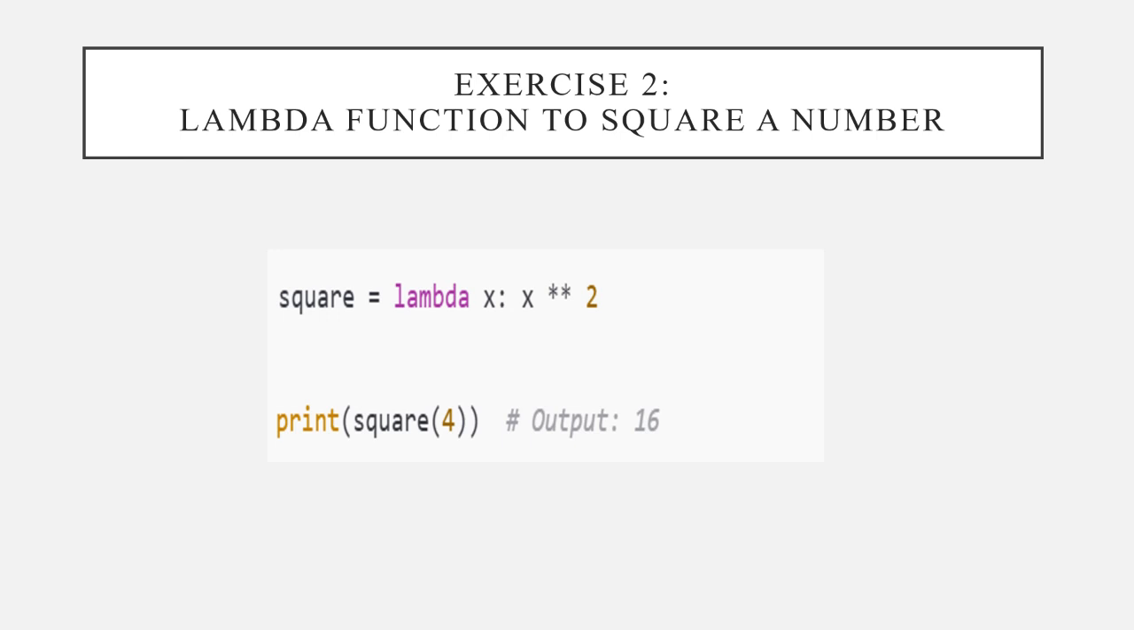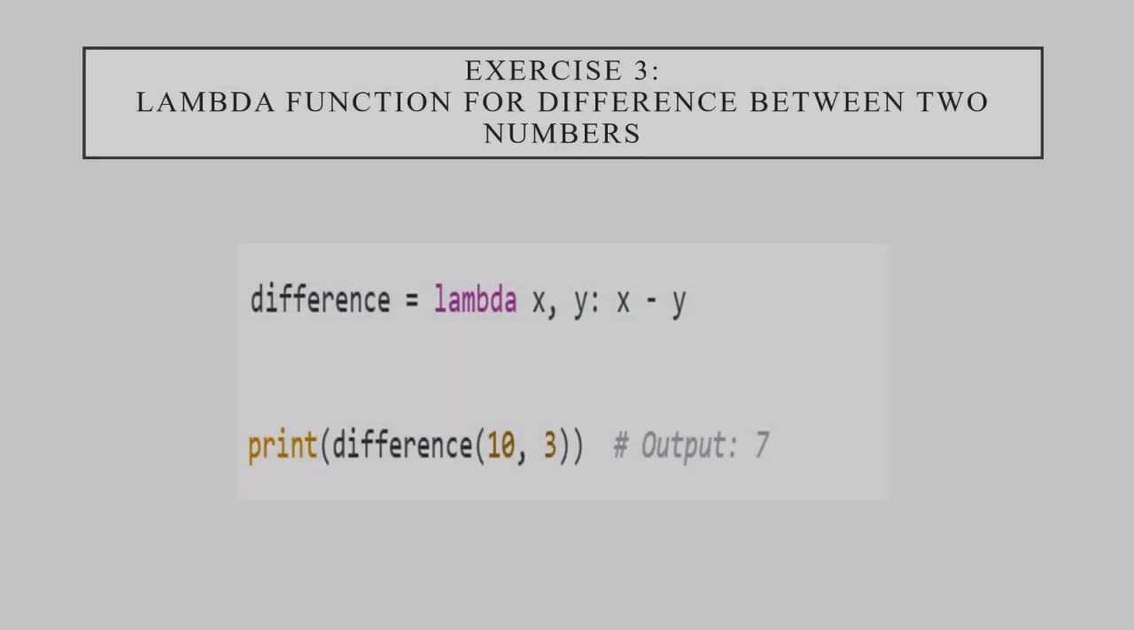Lambda functions are great when you want a simple, quick function without needing to fully define it using the regular def keyword. Here, we are asked to create a lambda function that takes two numbers and returns their difference. This lambda function takes two arguments x and y and simply returns the result of x minus y. For example, if we call this function difference of 10 and 3, it will return 7. So lambda functions like this are helpful when you want a quick simple operation between two values.